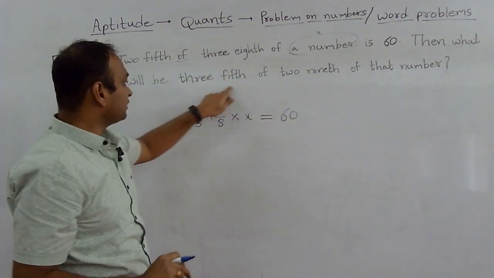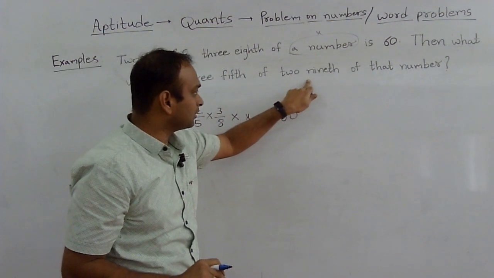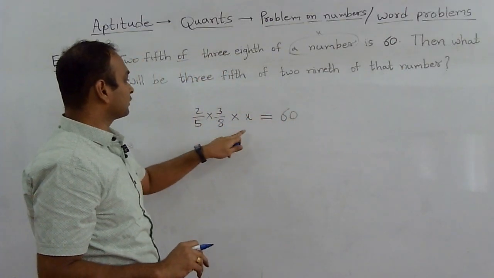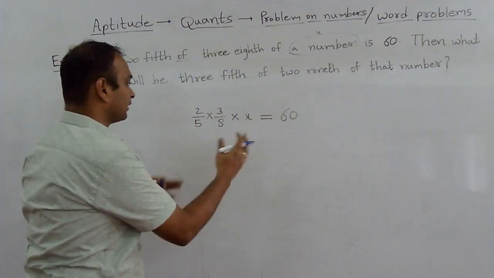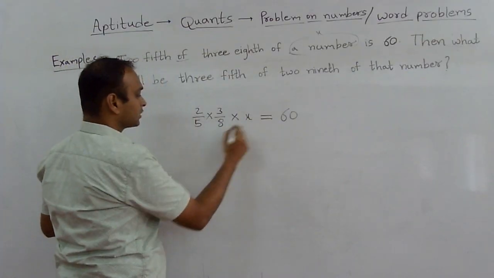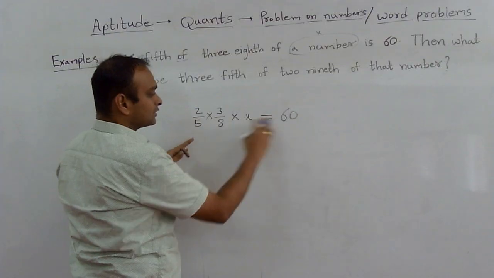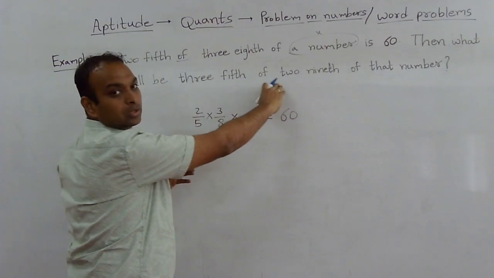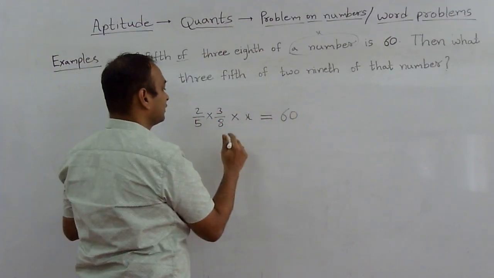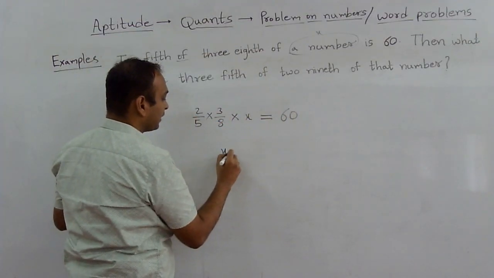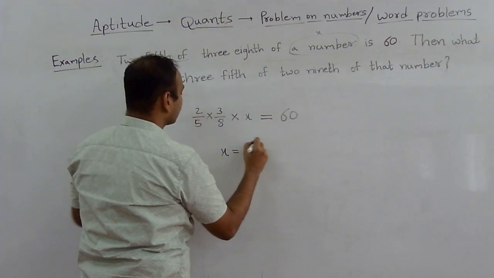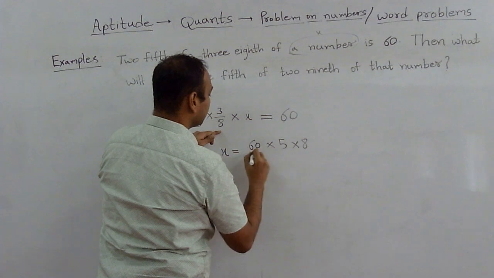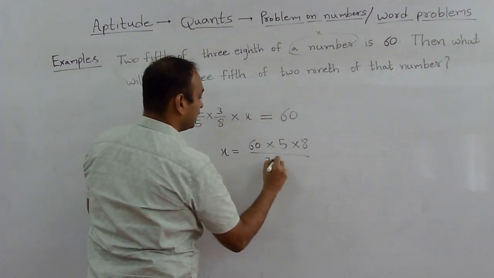Then what will be 3/5 of 2/9 of that number? This is what we have to calculate. So let's do some simplification here. Instead of doing the multiplication, we will keep x as it is, because again we have one more equation after this. So it will be 60 into 5 into 8 divided by, it will be 2 into 3.